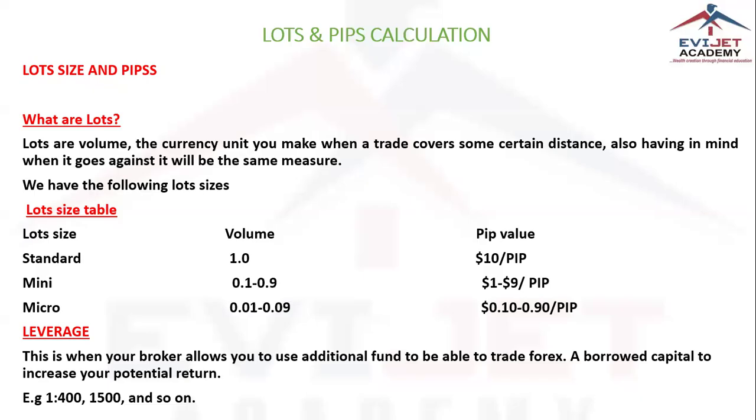Then micro is 10 cents per pip. So 0.01 is 10 cents per pip. So you need the price to move 10 pips to get $1. In the same vein, when it's going against you, it needs to go 10 pips against you for your account to go down by $1. So I believe we have a better understanding of this now.